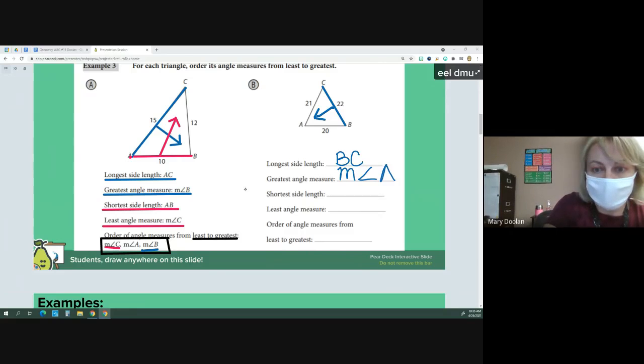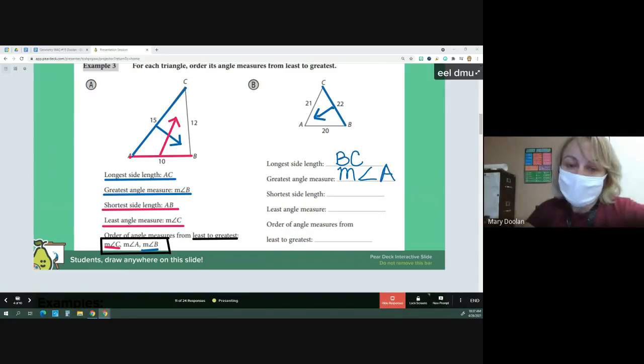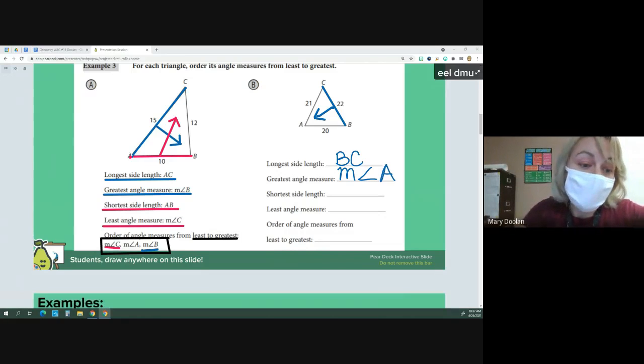All right, and so that's how you want to write that. Little m, angle symbol, capital A. If you're typing it, just for the sake of using the Pear Deck, you can use the less than symbol. That would work for the angle if you're trying to type it, because it doesn't give you all of the symbols that we need. All right, so shortest side length now.